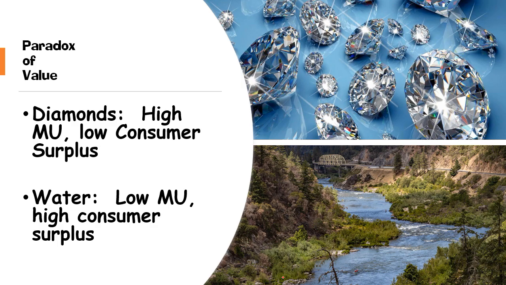Water, because it has a low price and a low marginal utility, we don't get all that much satisfaction out of the water itself, but we're getting a lot of consumer surplus because we're alive. Right? Without the water, we're not alive. Without the diamonds, we're still alive. So the diamonds are giving us a lot of marginal utility, but not much consumer surplus. The water's giving us not much marginal utility, but lots of consumer surplus.